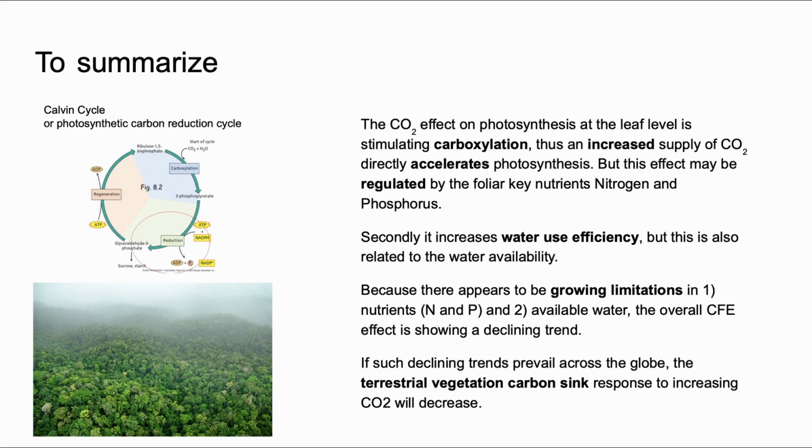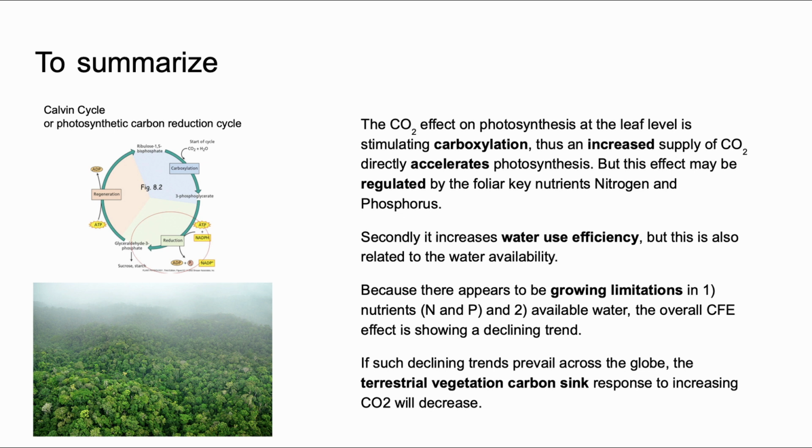So to summarize the carbon fertilization effect, it is the effect of CO2 on photosynthesis at the leaf level. One thing it does is stimulate carboxylation, which is one step in the Calvin cycle, so that an increased supply of CO2 directly accelerates photosynthesis. But this effect is importantly regulated by the amount of nutrients available, specifically nitrogen and phosphorus. Secondly, it increases water use efficiency, but this is also related to the water availability.